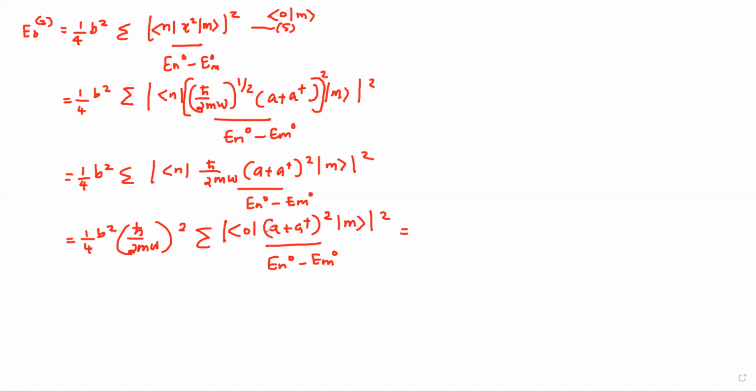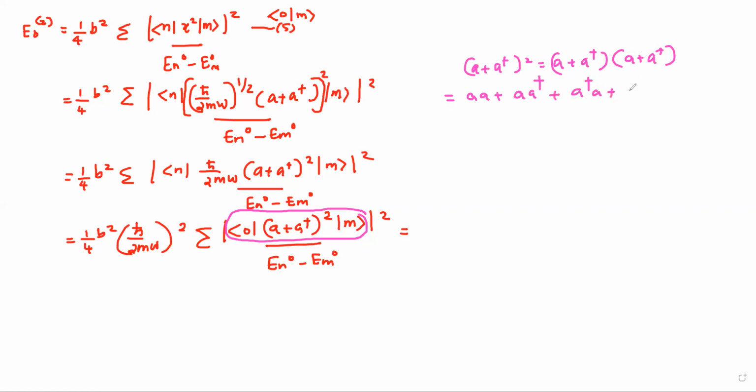Here also we want to find out this value, and substituting in this case, then we can solve. So we want to calculate a plus a creation all squared into m. So a plus a Hermitian all squared becomes a plus a creation into a plus a creation. That is equal to a a plus a a creation plus a creation a plus a creation a creation, into which we can operate with ket 0 and m.